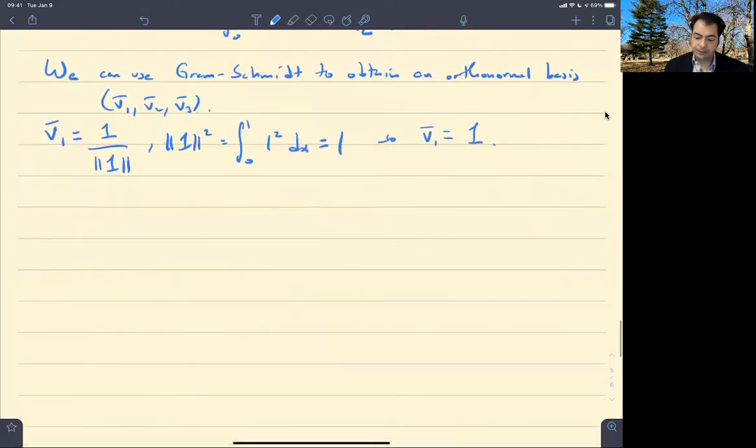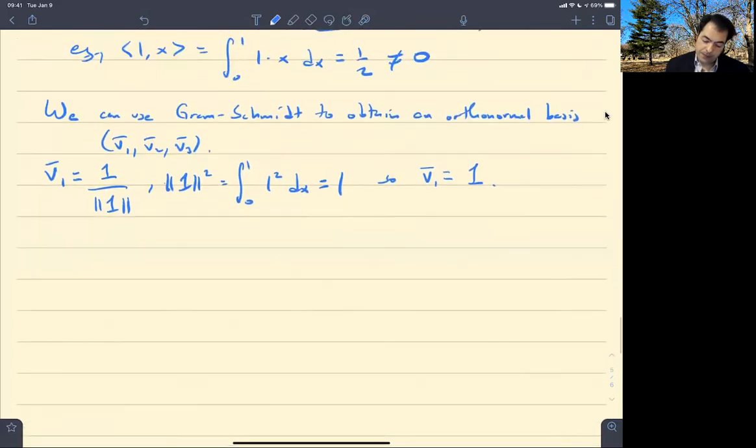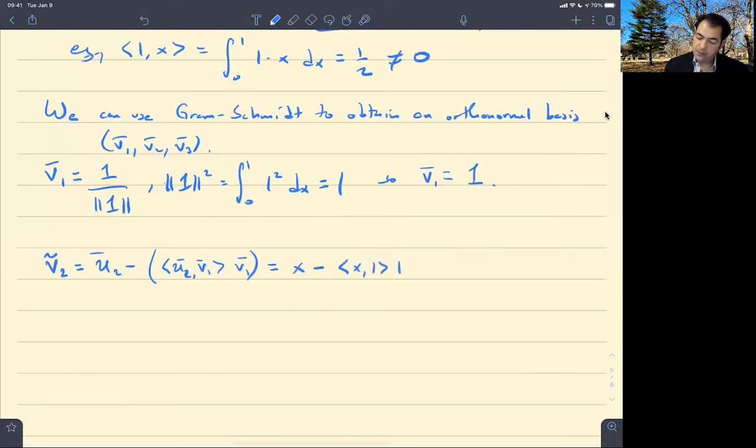Now, V2. To find V2, we proceed in 2 steps. V2 tilde is going to be U2 minus the inner product of U2 with V1 times V1. So what's that in this case? U2 is the polynomial x, so this would be x minus the inner product of x against 1 times 1. We've already computed the inner product of 1 against x. That's the same as the inner product of x against 1 because I'm working with real numbers. Otherwise, I would put a complex conjugate. So we end up with x minus 1/2.